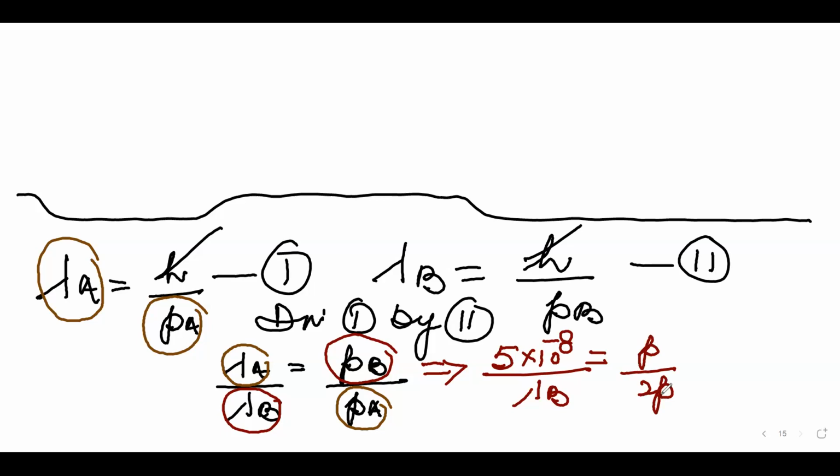सर ठीक है. p एंड कैंसिल नहीं हो जाएगा? हाँ तो कर रहे हैं ना अभी. So this p and this p cancels out. So lambda b will be 2 into 5 into 10 raised to power minus 8. Lambda b becomes 10 raised to power minus 7 meters.